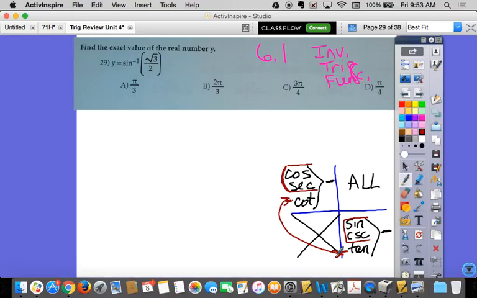So if you were given cotangent, you have to draw it and label it, and instead of doing opposite over adjacent, do adjacent over opposite. So just heads up, that's what you've got to look for.